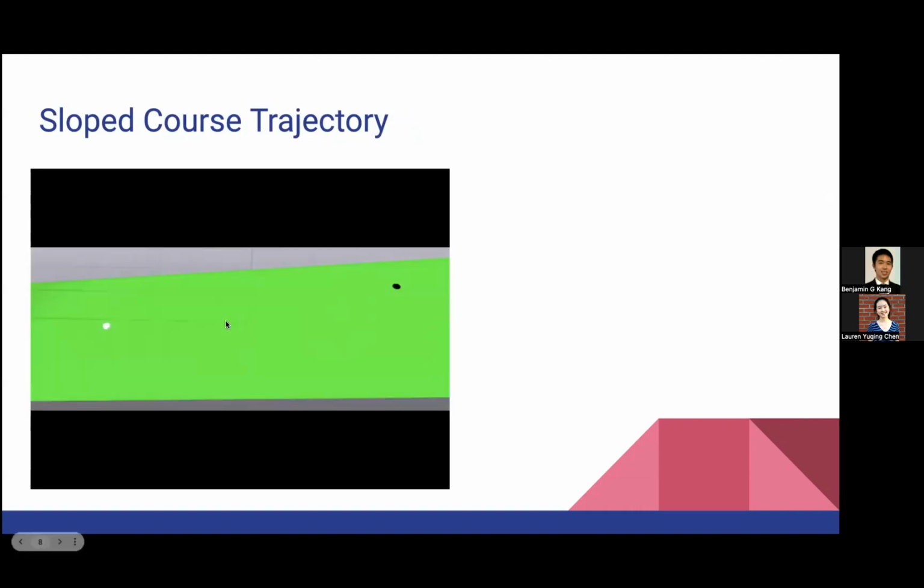Next, we have the slope course. Here we have tilted our ground to a slope of 0.1 in the x direction. As you can see, the ball is still able to find the straight line path from the start to the finish, as expected.